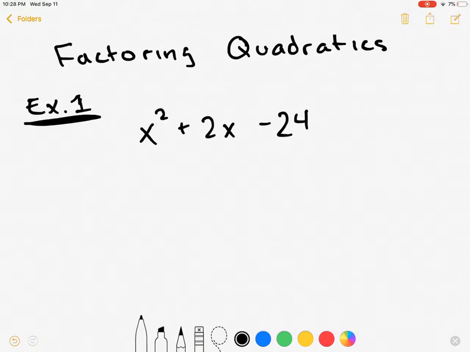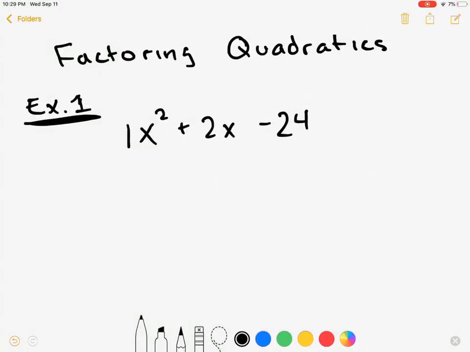To begin with, when you're factoring anything like a quadratic, you've got three terms. The very first term, the x squared term, is your quadratic term, and it's 1x squared. The middle term is your linear term, and then your constant at the very end, negative 24.